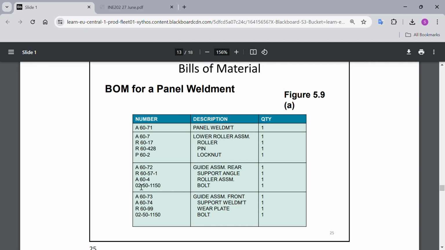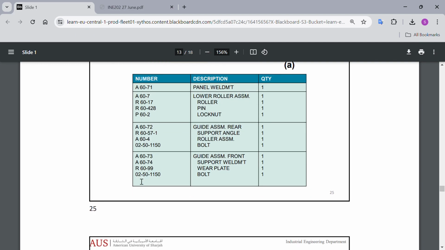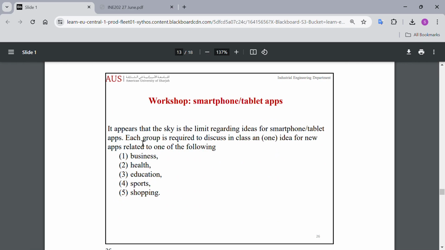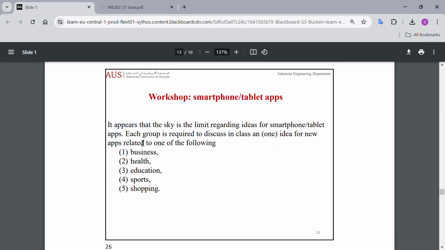And the other materials just say that we are gonna make it if it has a letter like A or R. So we have also a workshop.